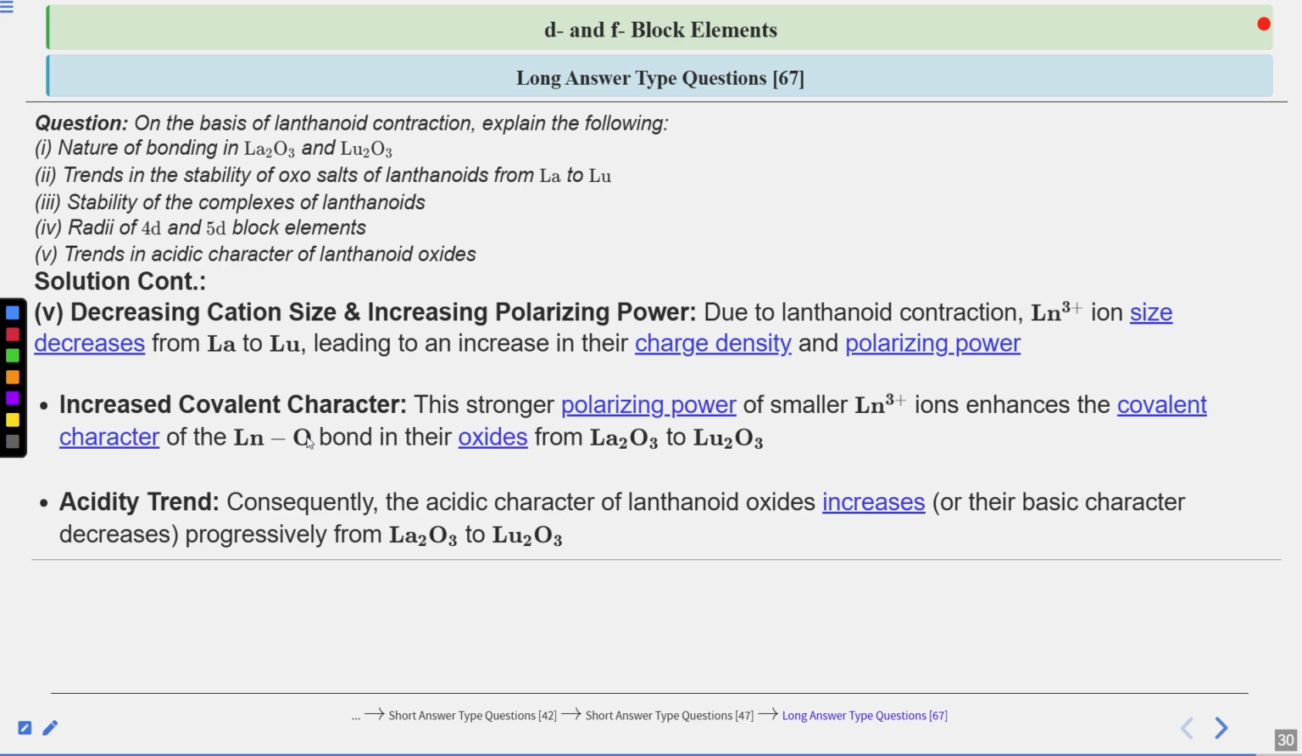So this is how you can explain each and every part, or all 5 parts, of this question on the basis of the lanthanoid contraction concept. You just have to interrelate the given statement with the lanthanoid contraction concept.